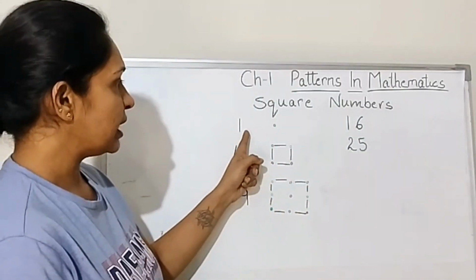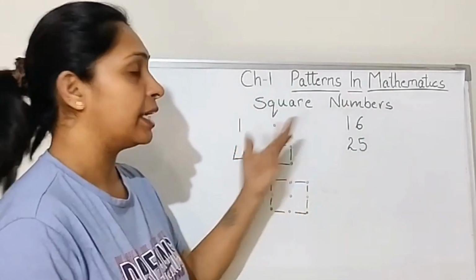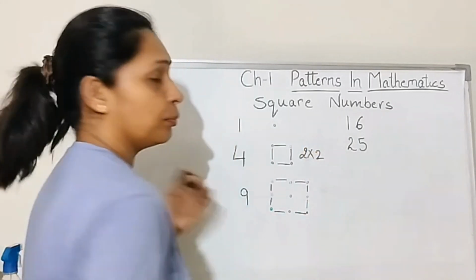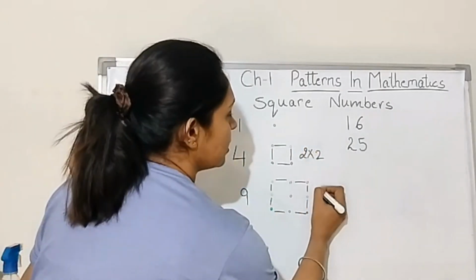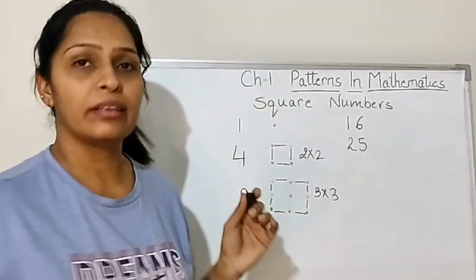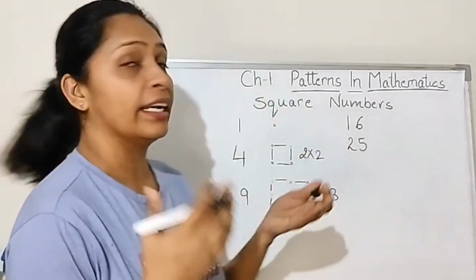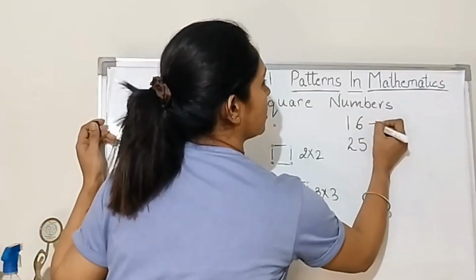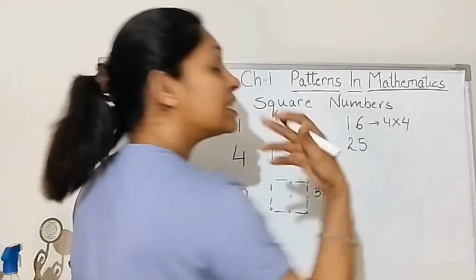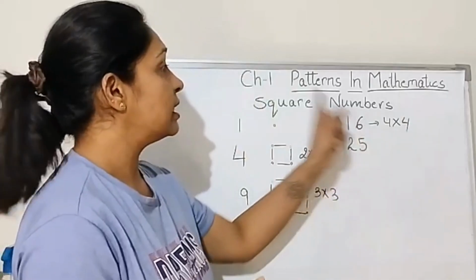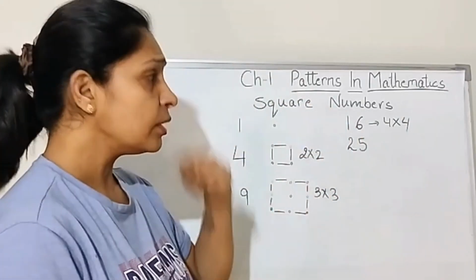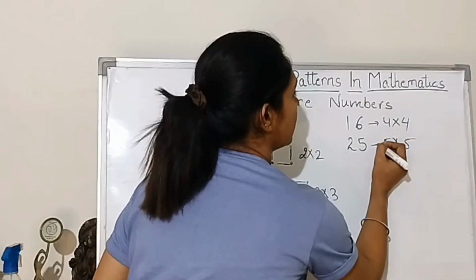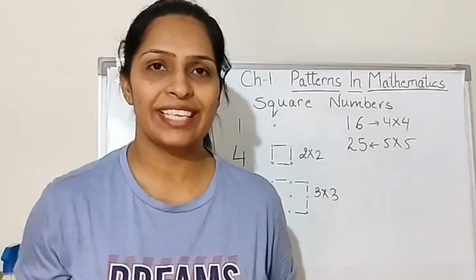Here, 1 is 1 multiplied by 1. 4 can be written as 2 multiplied by 2. 9 can be written as 3 multiplied by 3. Similarly, to find the next square number, I'll multiply 4 into 4, which is 16. That is why 16 is the next square number. After 4, we will take 5, which is 5 into 5, making 25. So 25 is the next square number.